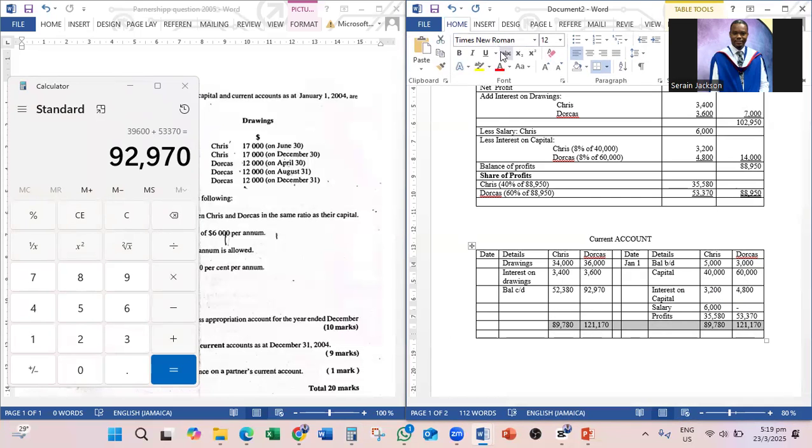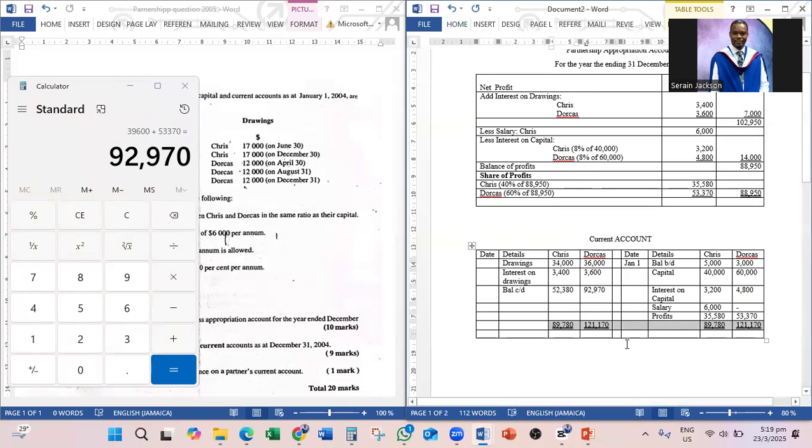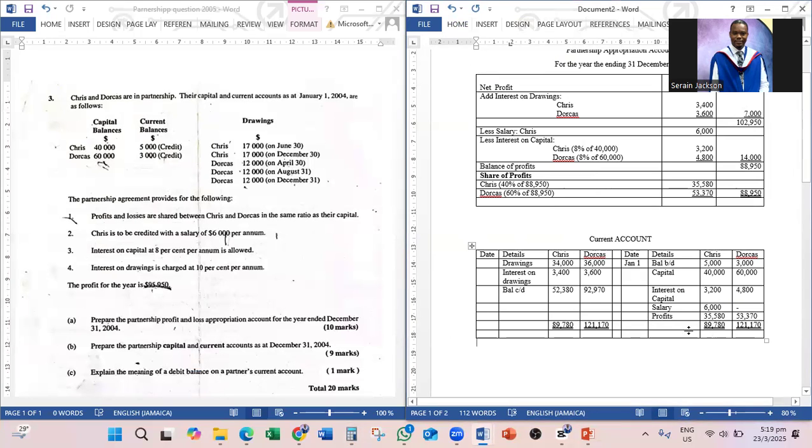These are our totals, so we can double line them, and we have our balance carried down. You can feel free to put in a balance brought down if you want to, or you can just leave it like this. But this is basically how you do the current account, and their current account is completed.